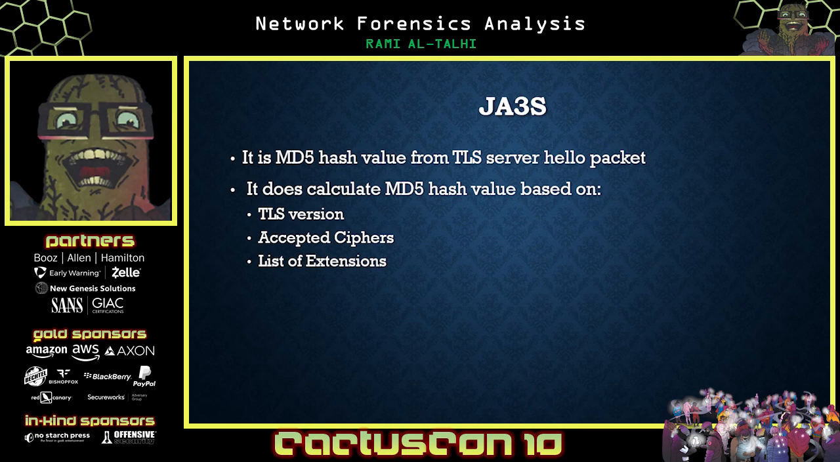So from the server side, it will calculate 3 parameters in TLS only, not like J3, as we have more than 3. So in here, in J3S, we are looking into TLS version, accepted ciphers, list of extensions. That's it. We don't have elliptic curve and etc. So it will look into these 3 parameters, and it will calculate the MD5 hash for you. So it should be unique.